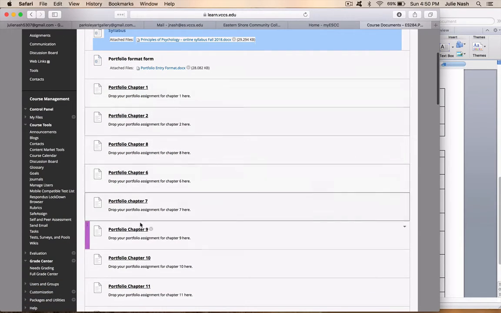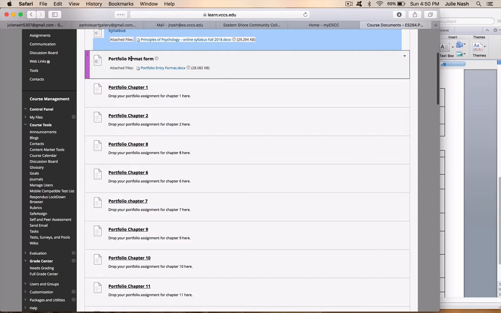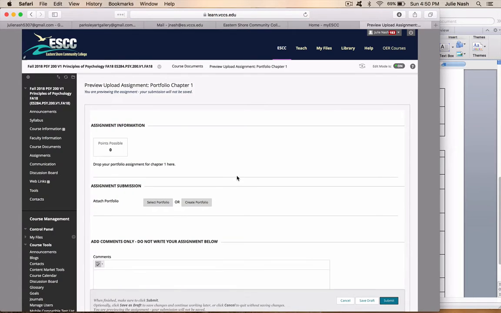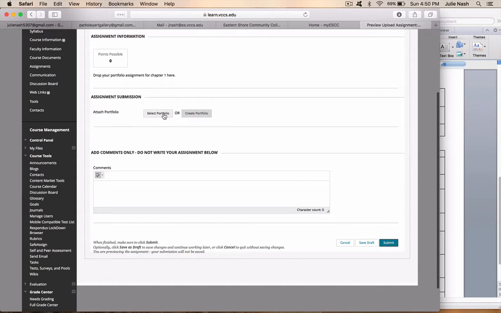And then you're going to load it into one of these. So for example, if you finish your portfolio for chapter 1, click on it and you are going to attach it here. So you're going to select from your computer and attach it and then click submit. Okay? So that's how you're going to turn them in.